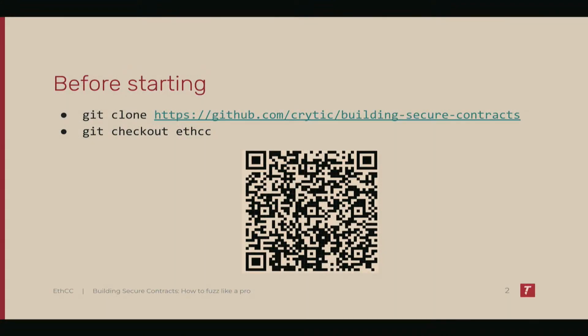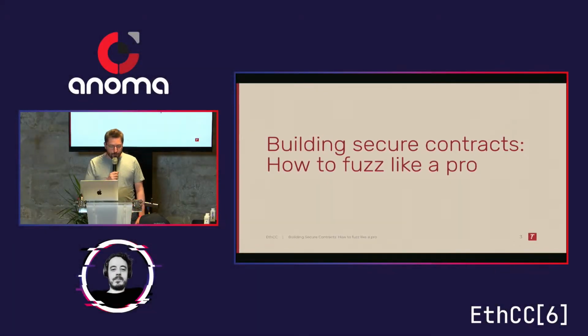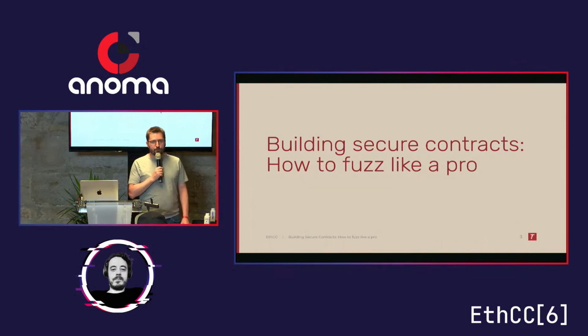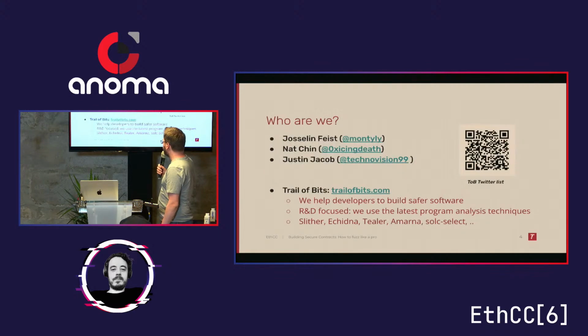Today is a workshop, so we are going to have a couple of exercises and hands-on experience. Today we are going to talk about how you can leverage a technique called fuzzing to build more secure smart contracts. We are going to see what fuzzing is, we are going to have an exercise on how to use a fuzzer, and we are going to see a couple of best practices on how to do that.